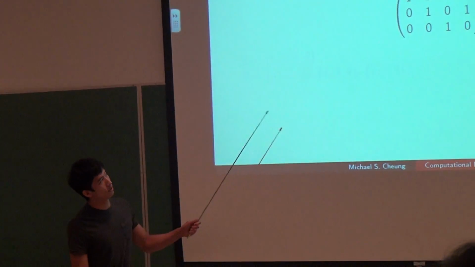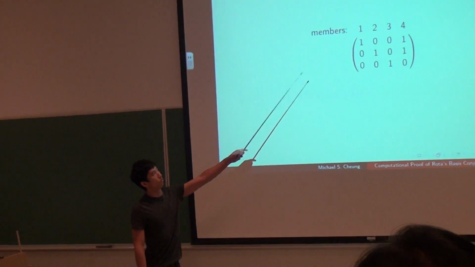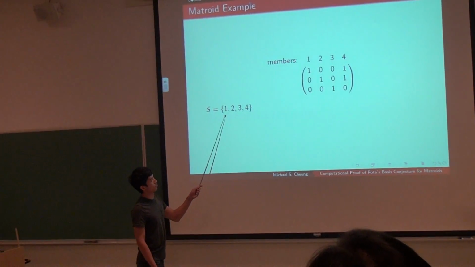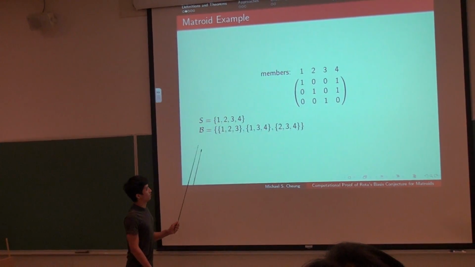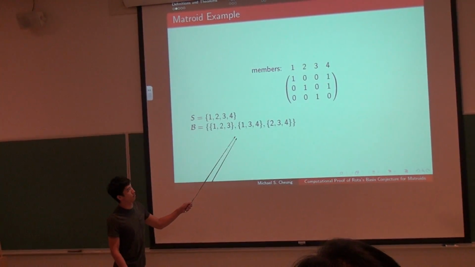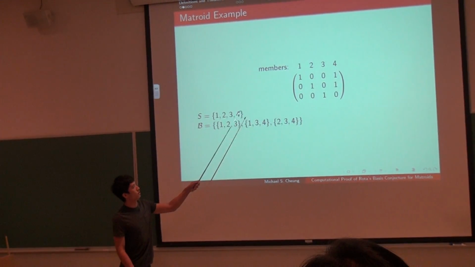If we consider these four vectors and we label them 1, 2, 3, 4, then our set is just these labels 1, 2, 3, and 4. And our set of bases are all the sets of order 3 that form bases. So 1, 2, 3, 1, 3, 4, 2, 3, 4.